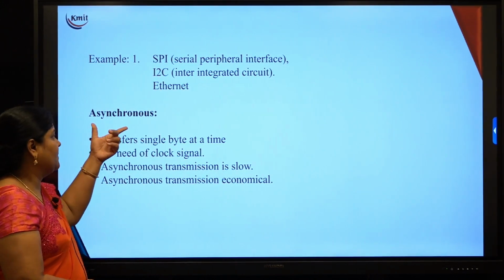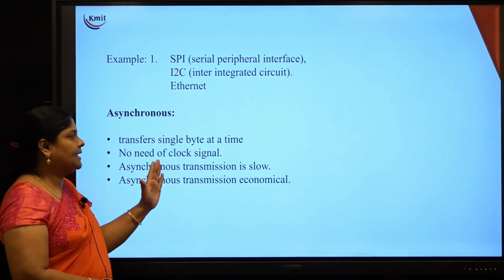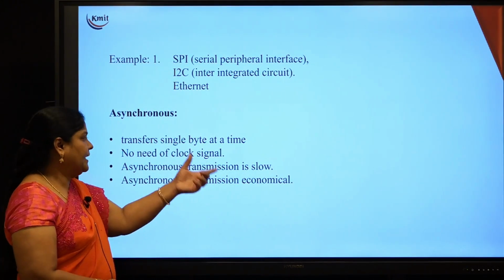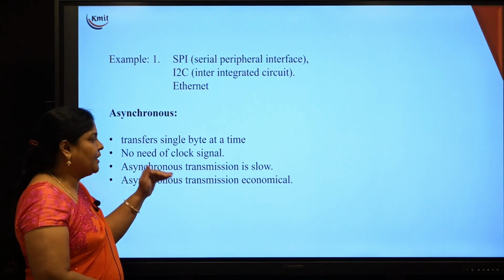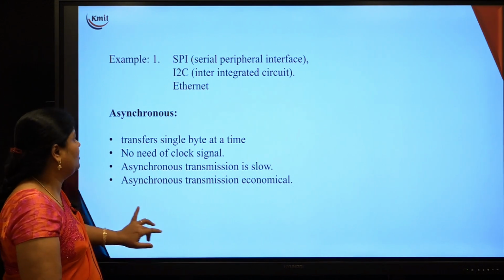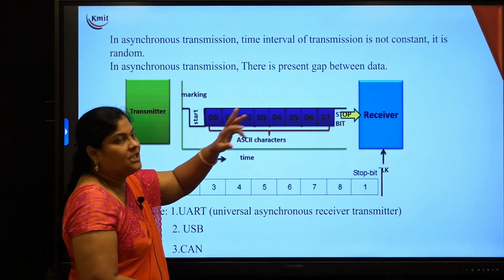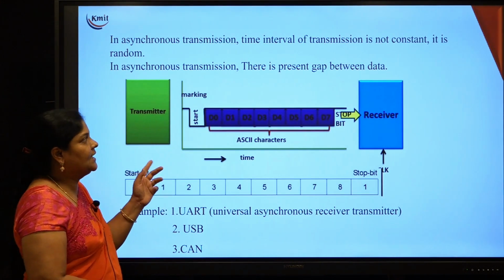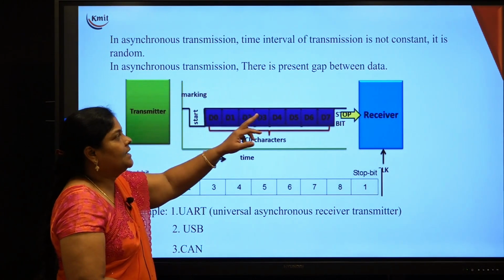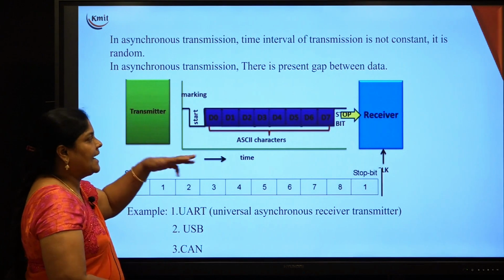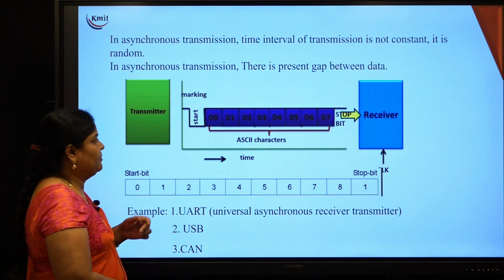The next type of serial communication model is asynchronous. Asynchronous transfers data one byte at a time. There is no need for any clock signal. Asynchronous data transfer is comparatively slow and economical to use. In asynchronous transmission, the time interval of transmission is not constant. We saw that in synchronous it is constant, but in asynchronous it is random. Also, in asynchronous transmission there is a gap between the data.